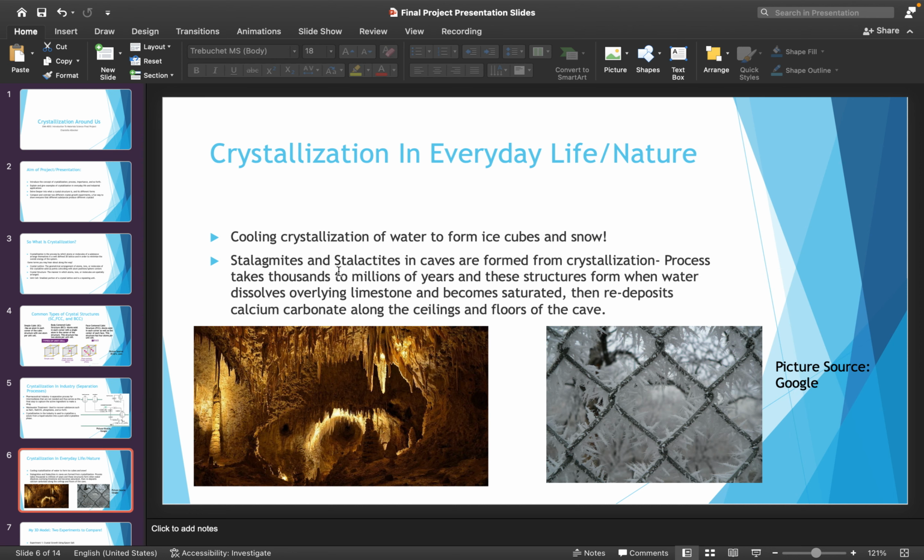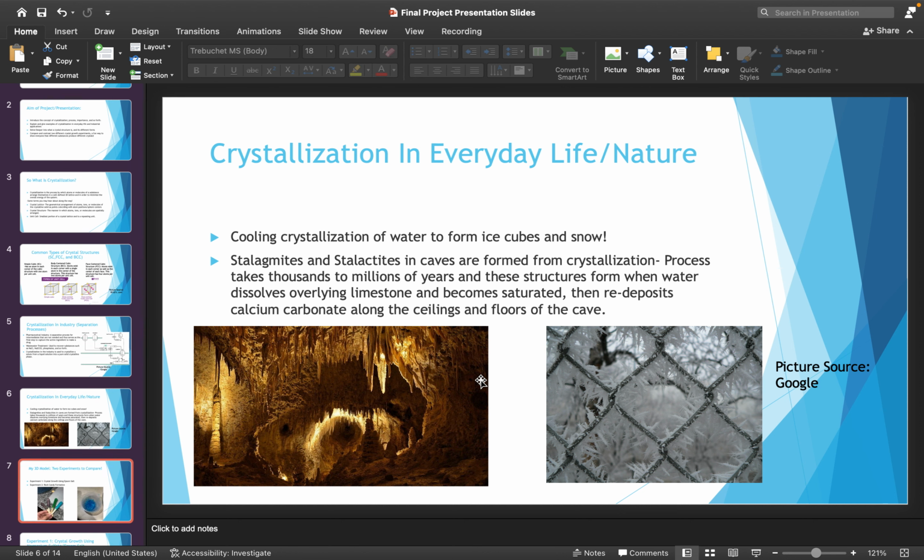Crystallization in the industry means to crystallize a solute from a liquid solution into a pure solid crystalline phase. There is also crystallization that occurs in nature, such as the rapid cooling crystallization of water to form ice cubes or snow, which you see right here on the fence. And then crystallization occurs in nature when creating caves, where you have stalagmites and stalactites, which is the process of water being supersaturated with calcium carbonate, and it eventually redeposits it along the ceilings and floors of the cave, which leads to these structures, and it takes millions of years to form.